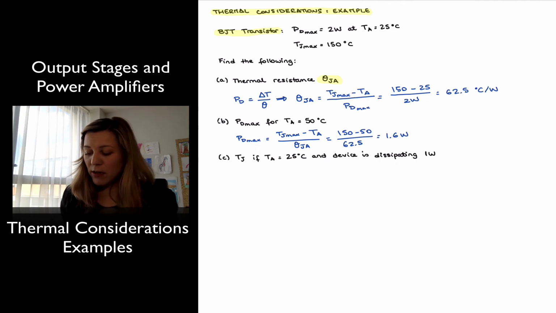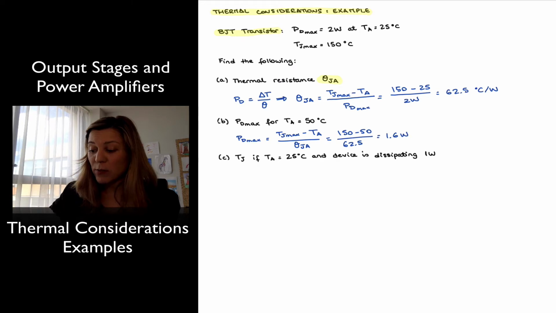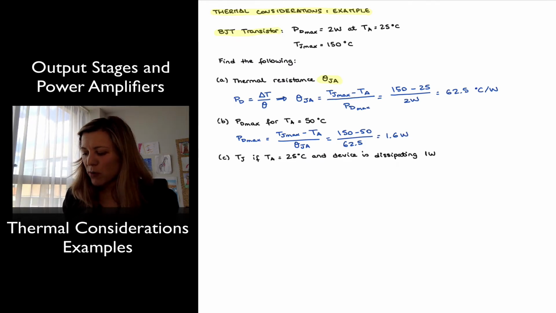Then finally, if the ambient temperature is sitting at 25 degrees C and the device is dissipating 1 watt, what will be our junction temperature? We expect it will be less than the maximum because we know that at 25 degrees C, we should be able to dissipate 2 watts without exceeding the maximum junction temperature for the transistor. If we wanted to calculate it, we can do that.